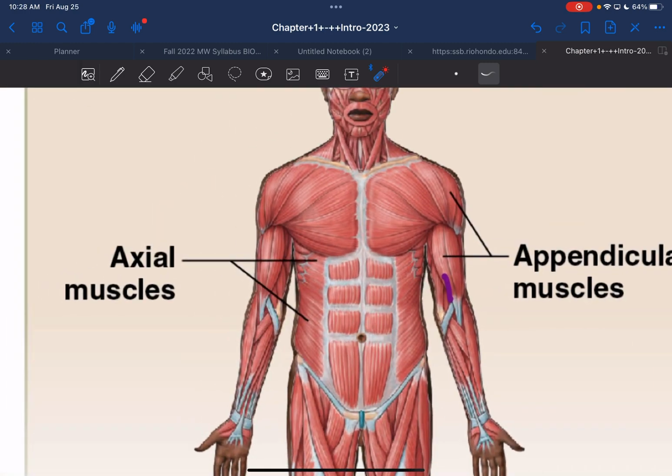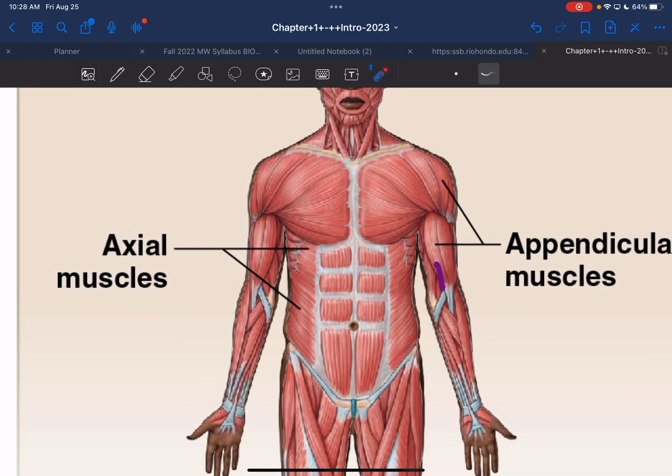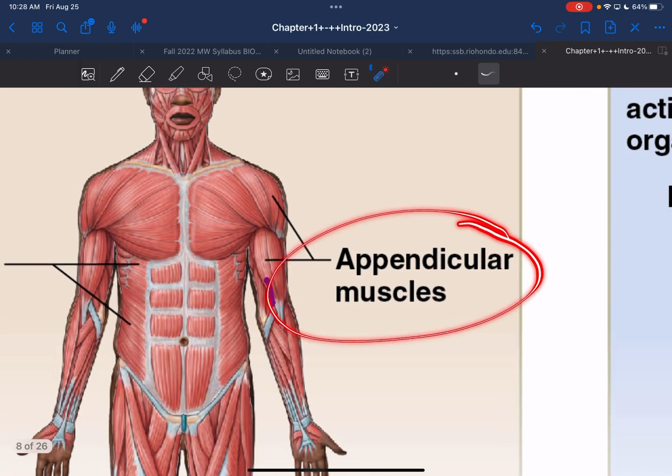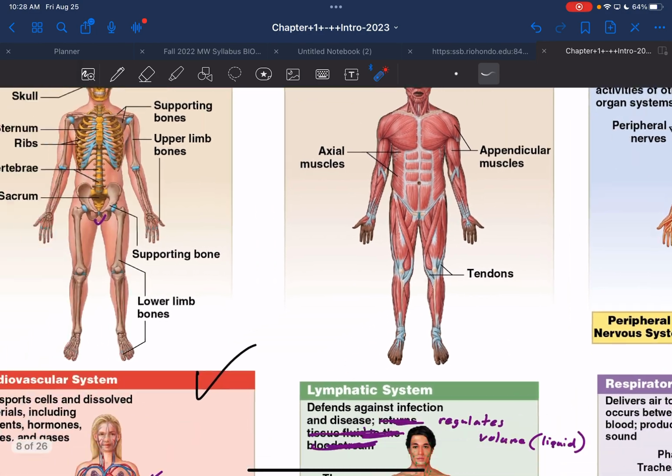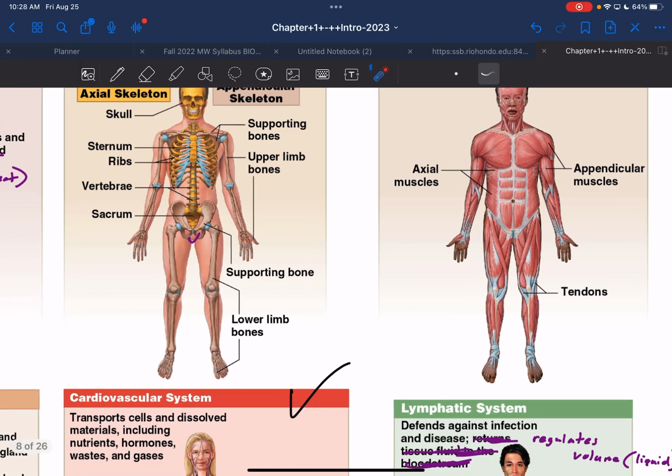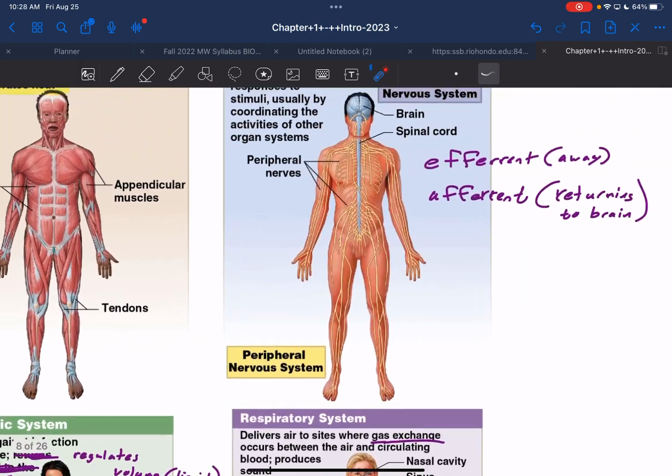And nothing changes. Axial muscles are going to be the ones that run along the axis. Appendicular muscles are going to be all the muscles that act on the limbs. So nice and easy there. And there is the next thing to add, but I'll add it a little bit later.